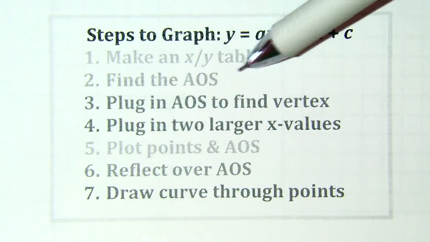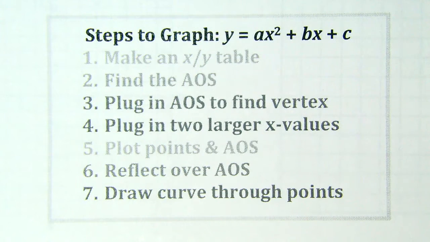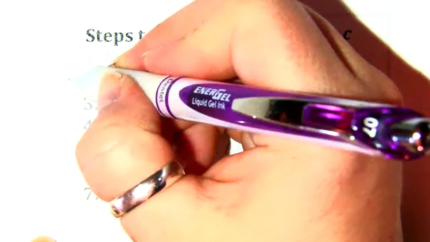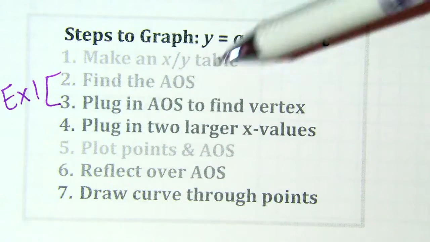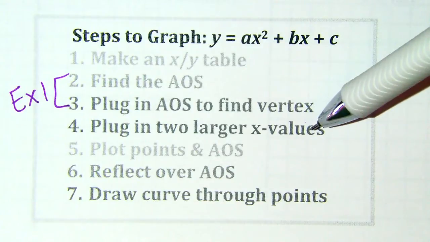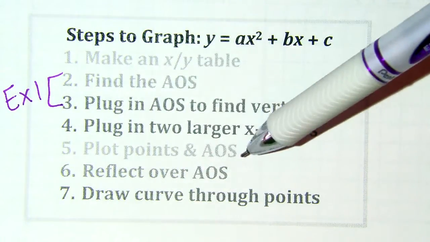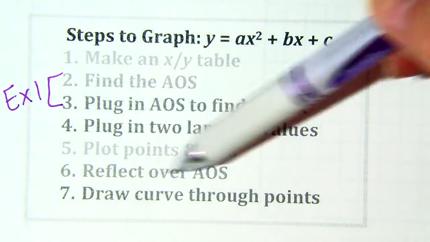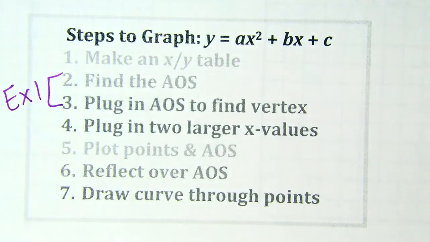After you make the table, you're going to find the axis of symmetry, exactly what we just did. Plug it in to find the vertex, exactly what we just did. So these two steps are example 1, if you want to write that down. Then we're going to plug in 2 larger x values, and I'll explain this more as we go. Plot all those points and the axis of symmetry, reflect it like we practiced last week, and then draw a curve. So let's go ahead and practice it.